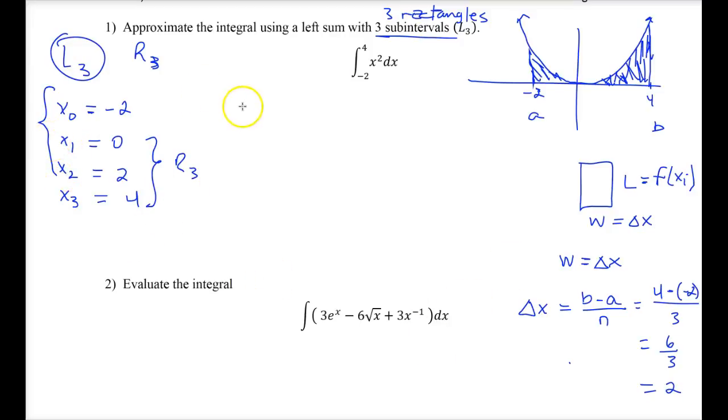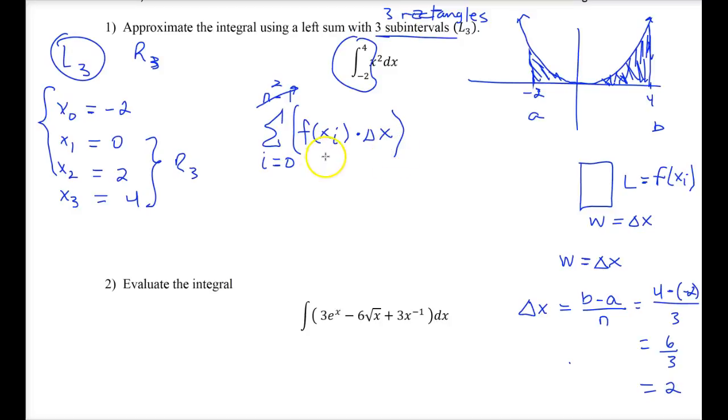And so basically, what we have now is an abbreviated form of saying the sum from i equals, in this case, since we're doing a left-hand sum, from 0 to n minus 1. And of course, our n here is 3, which is the number of rectangles. So 3 minus 1 is just 2, of f of x sub i times delta x. And of course, this just represents the height of our rectangle, and this just represents the width of our rectangle.